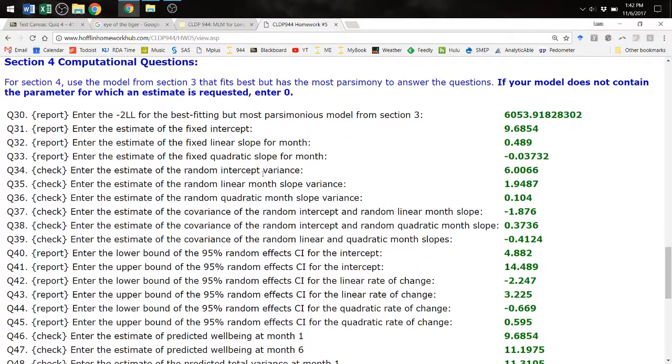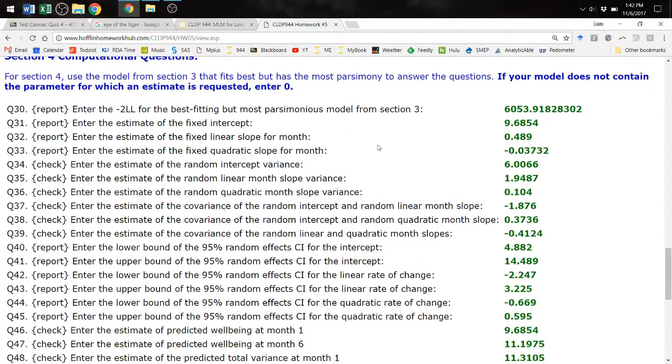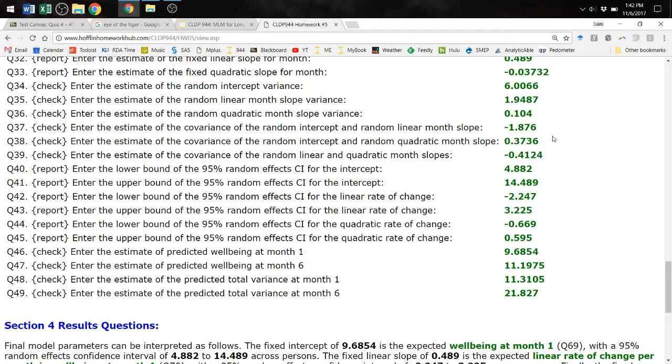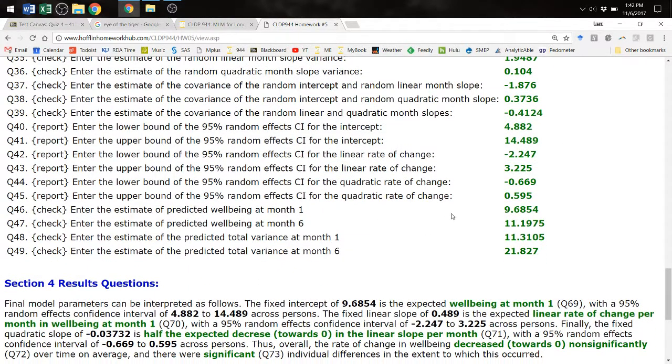And then we're just asking you to find all the stuff from the model in this part here and compute random effects confidence intervals. Predicted well-being at month 1, that you didn't have to look for, that's your fixed intercept. Predicted well-being at month 6, that you have to ask for, that's an estimate statement. Total variance at any occasion should be found in the V matrix on the diagonal.